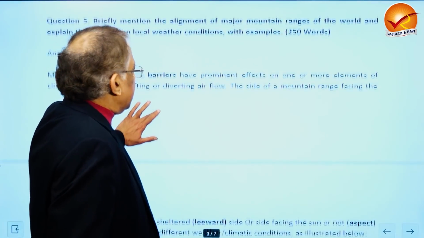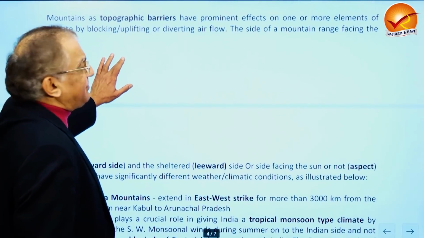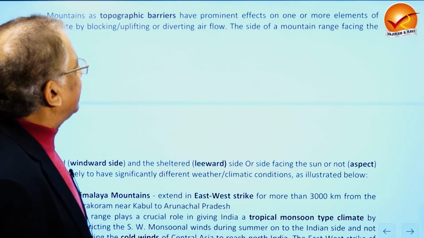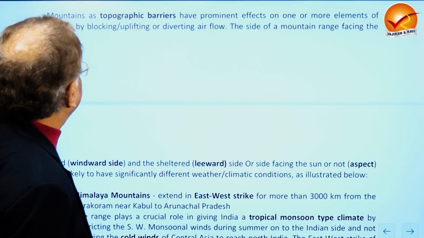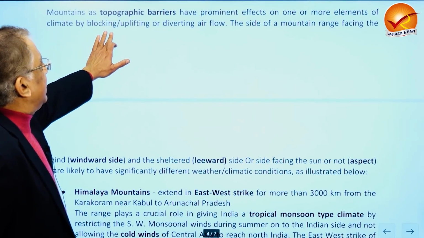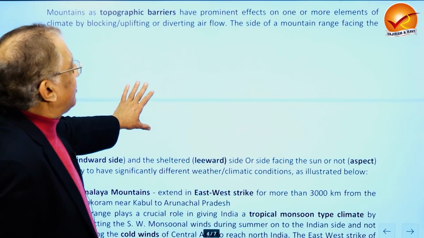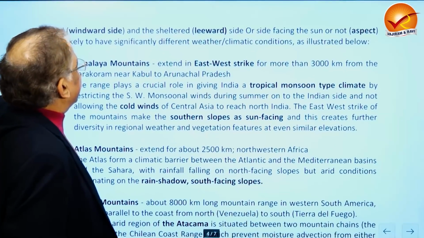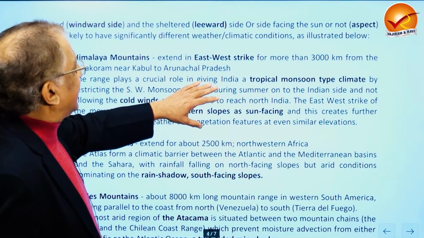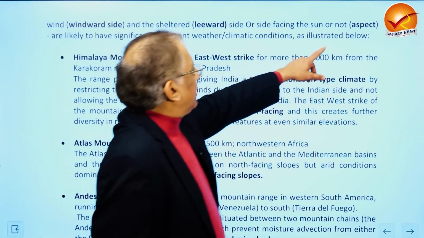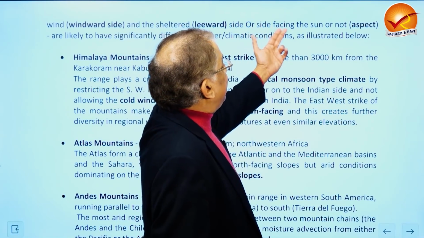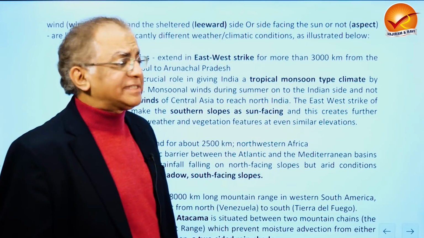Now, in the very first paragraph, when you give the introduction, I write, mountains as topographic barriers have prominent effects on one or more elements of climate by blocking or by uplifting or diverting airflow. The side of a mountain range facing the wind would be the windward side and the sheltered side would be the leeward side, or you can go for focusing on the concept called aspect, that is the side facing the sun or the side which is not facing the sun.